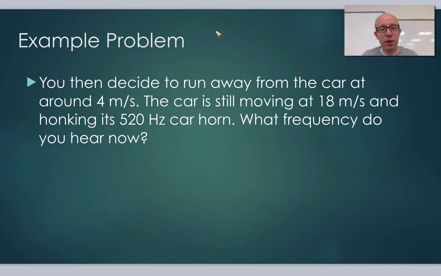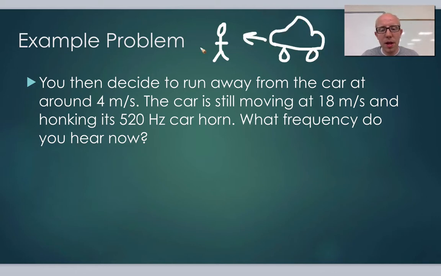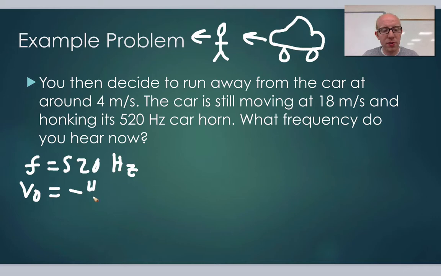So if we're assuming that you're on the left again and the car is moving towards you, then you also must be moving to the left because you're running away. So that means we'll have the same setup. Frequency is 520 hertz. Your observer velocity is minus 4 meters per second, and the velocity of the source is minus 18 meters per second. So plug it all in again.